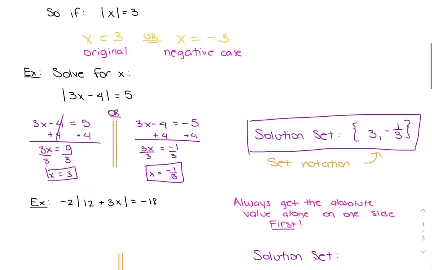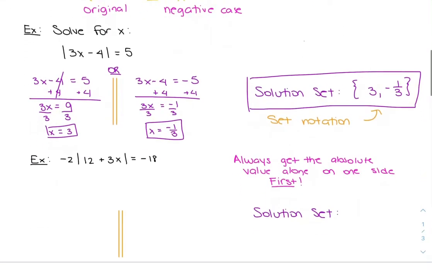Now let's look at the next example. If you guys notice, this example is a little different from the previous one, and the reason is because it has something on the outside of the absolute value sign. Whenever you're solving an absolute value problem, you always have to remember to get the absolute value alone on one side first. So let's isolate the absolute value on one side.